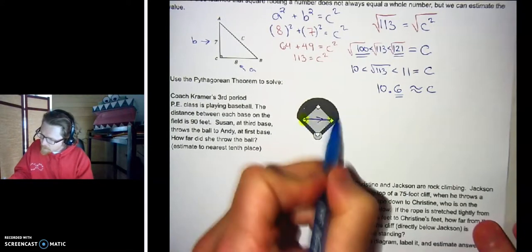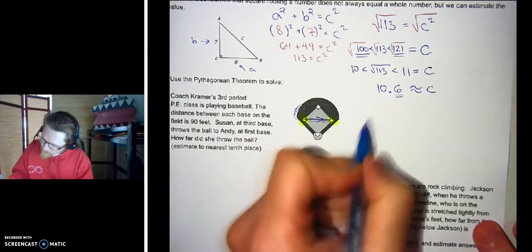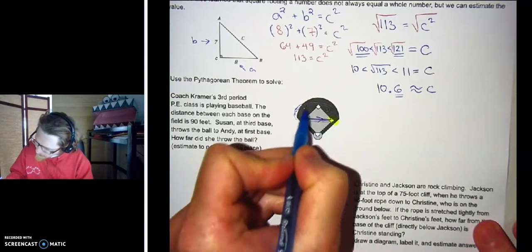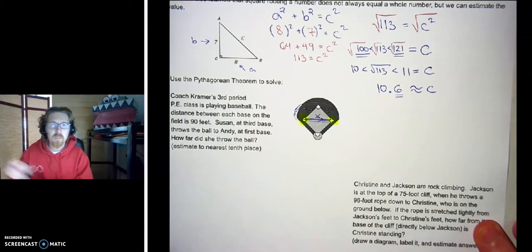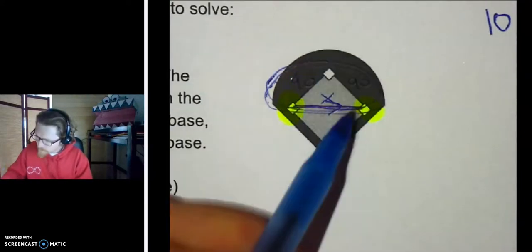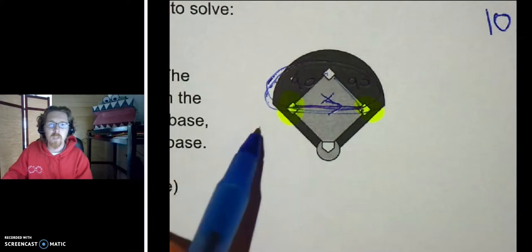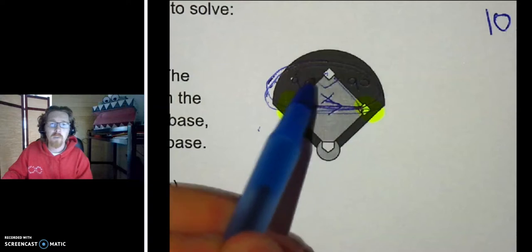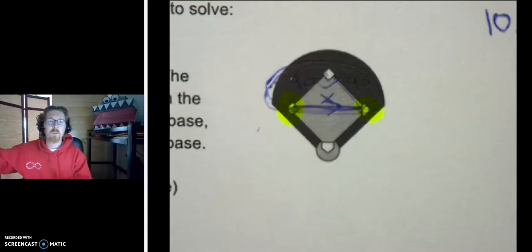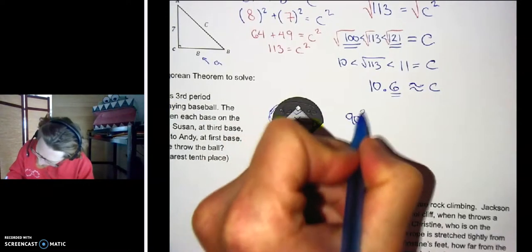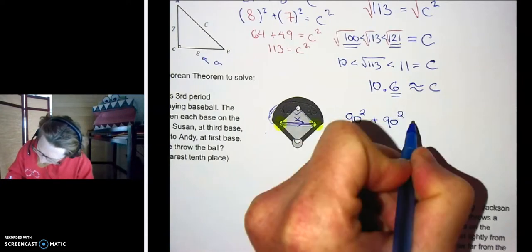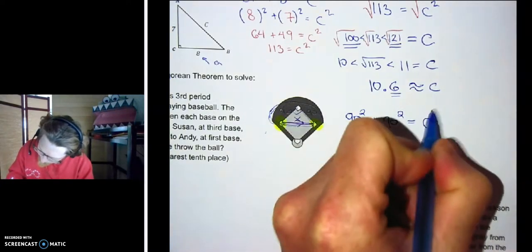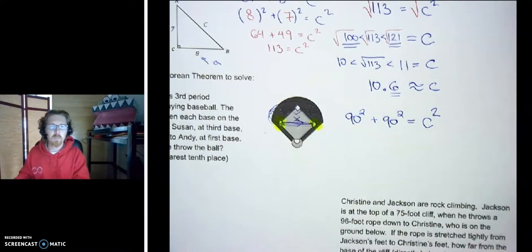Well, if we think about this as a right triangle, I have 90 feet here and 90 feet here and an unknown distance in the middle. So again, I know it's kind of hard to see, but we have 90 feet between first and second, 90 feet between second and third, and we're throwing across. And so here's our right triangle where the legs are 90 and the hypotenuse is unknown. So we can set up our Pythagorean theorem to say that 90 squared plus 90 squared is equal to that distance thrown squared.